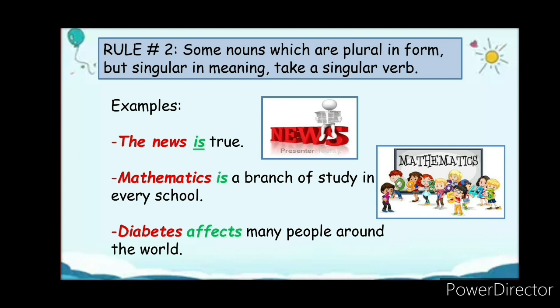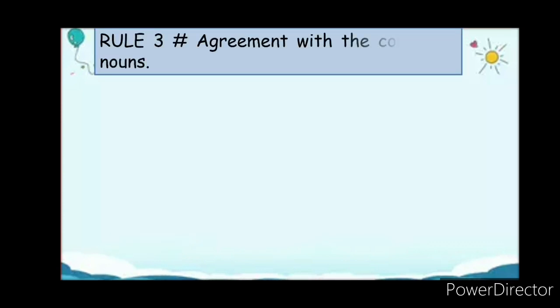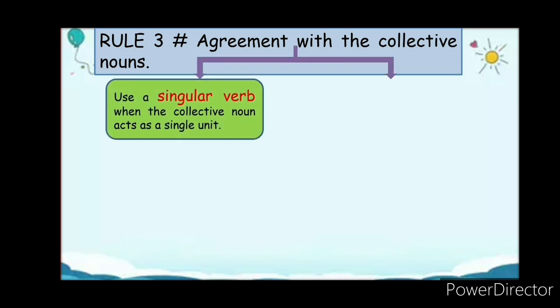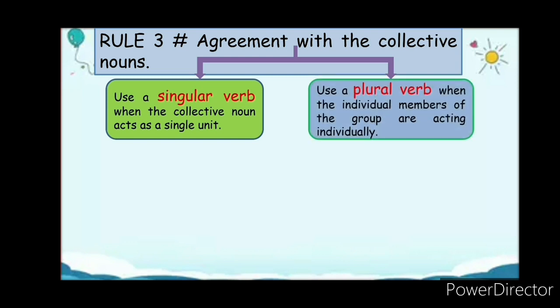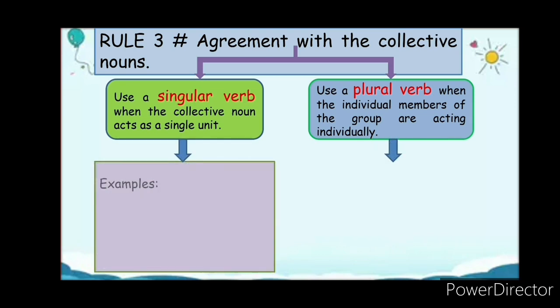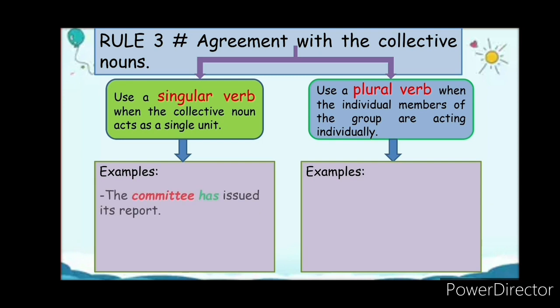Next is rule number 3, which is related to agreement of verbs with the collective nouns. Here there are two cases. First of all, when the collective noun acts as a single unit, use a singular verb. And when the individual members of the group are acting individually, use a plural verb. For example, the committee has issued its report. Here, the collective noun committee acts as a single unit. That's why singular verb has been used.